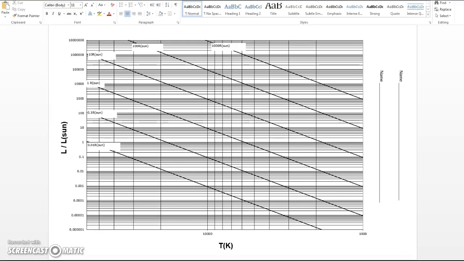So this video is about how to read the HR diagram, which you see on the screen right in front of you here. This is the one that you're using for the lab for this week. It's important to bear in mind that it's just a graph.